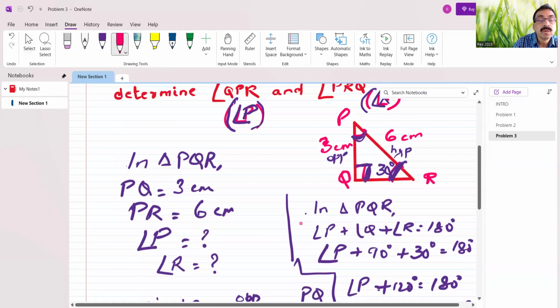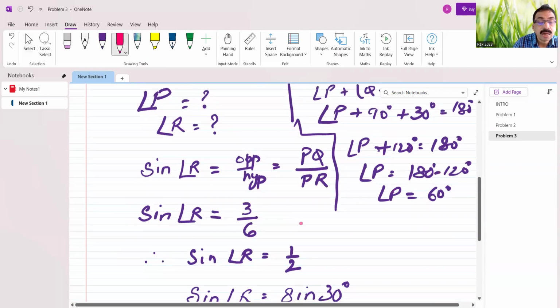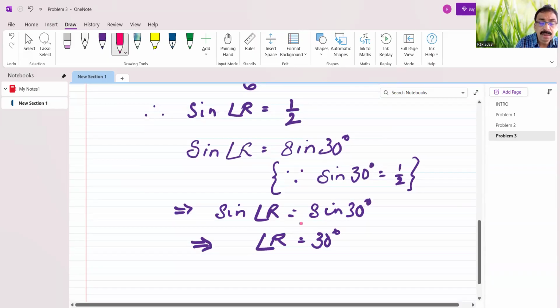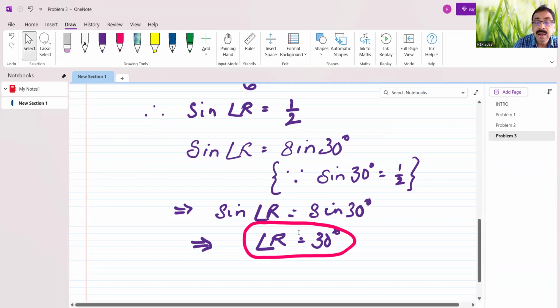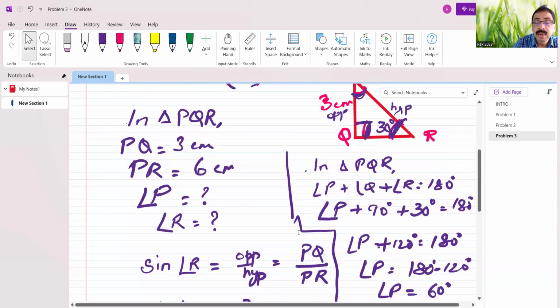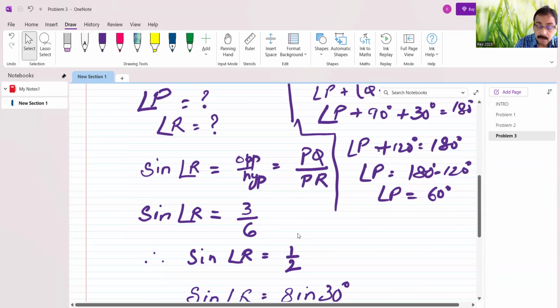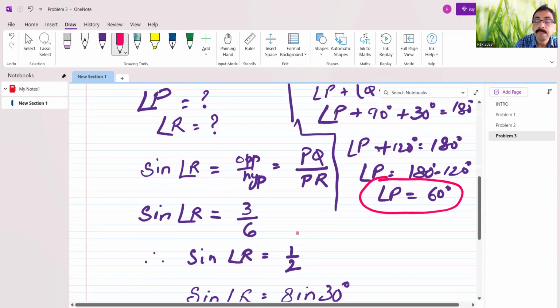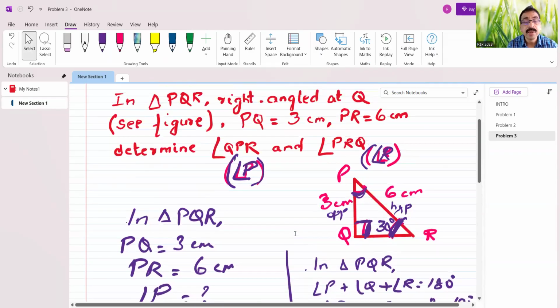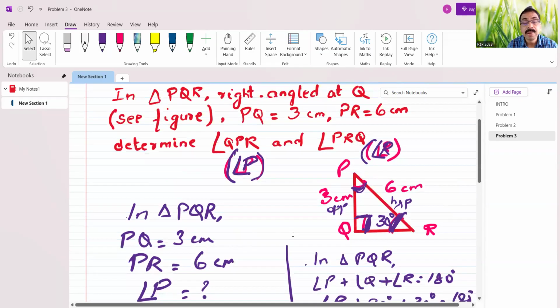First we found what angle R was. Here is angle R. We found that angle R is equal to 30 degrees. That is one answer. With the help of that 30 and the right angle 90, we then used the sum of angles of a triangle property and found angle P. So that solves this question. You were asked to find angle QPR and PRQ.